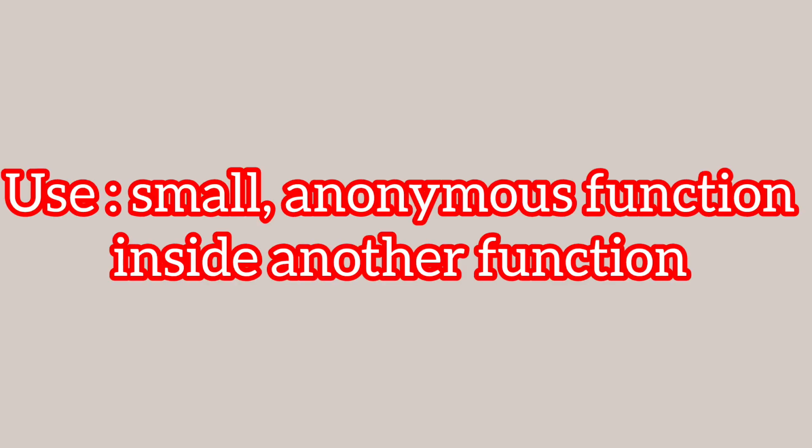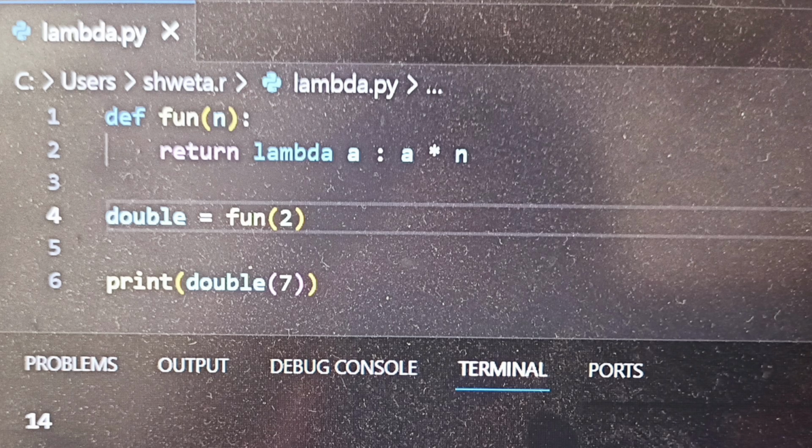Now let's see why to use a lambda function. A lambda function is used when you need a small function for a short period, mainly as an argument to another function. For example, here you have a function definition that takes one argument, and that argument will be multiplied with an unknown number. Here the function fun is given double of an unknown number.